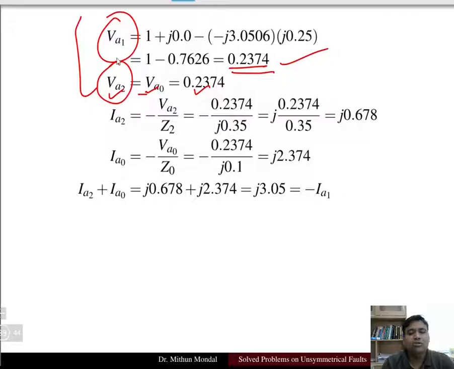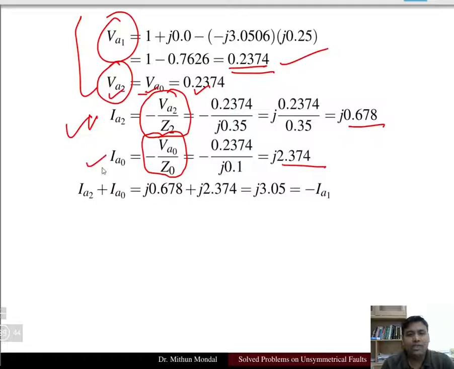So that we can see even in terms of the formulas. So we can now obtain IA2 and IA0. IA2 is equal to minus VA2 by Z2 and IA0 is equal to minus VA0 by Z0. This will give you the values 0.678 and 2.374 as the negative sequence and zero sequence components for phase A. And then we can see that the sum of the negative sequence and zero sequence components is equal to the negative of the positive sequence component.